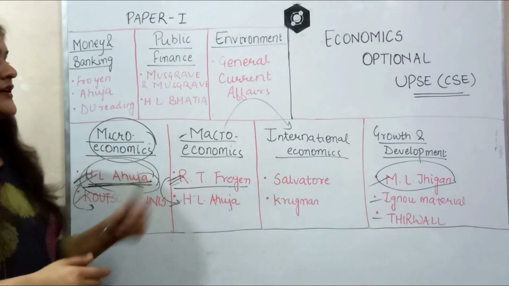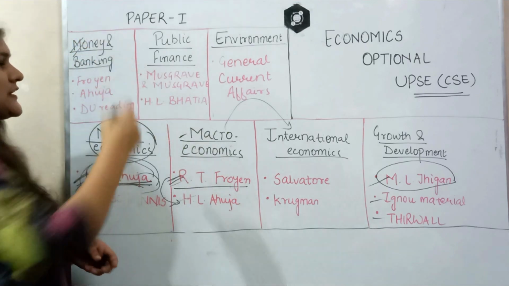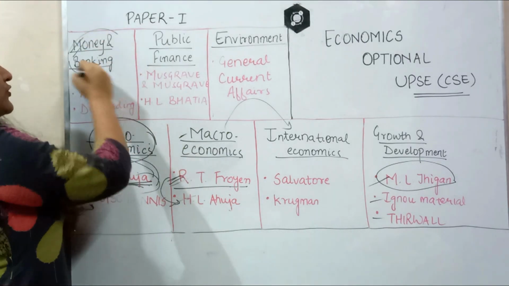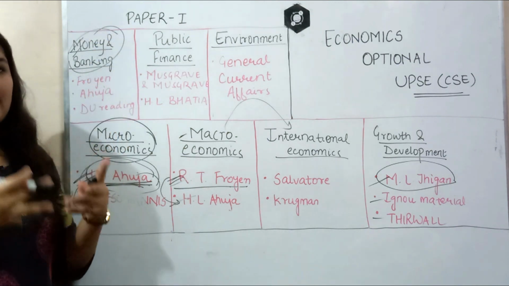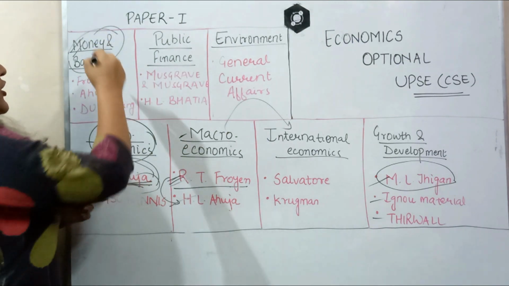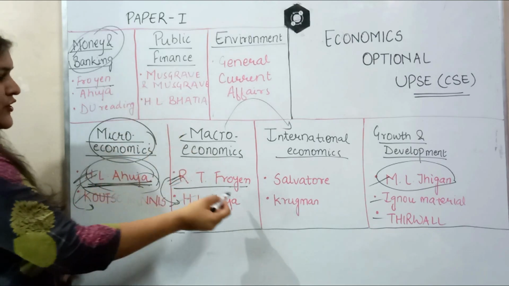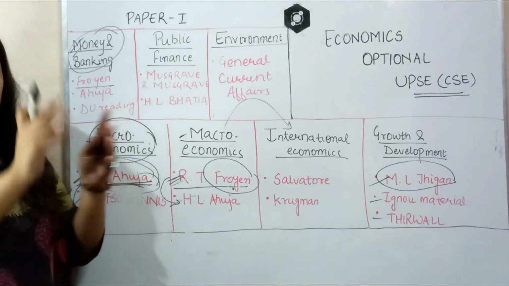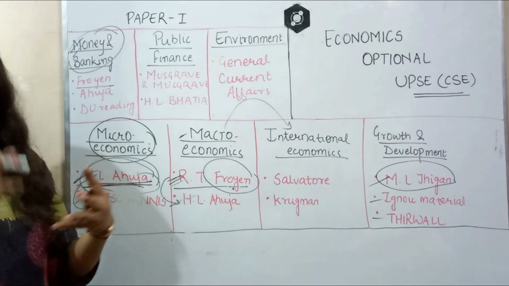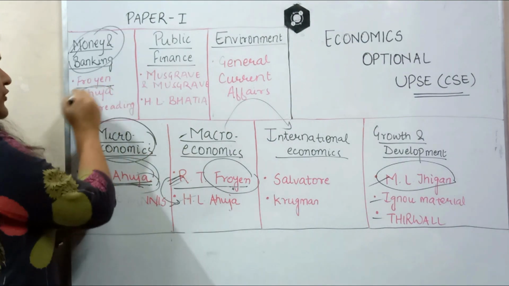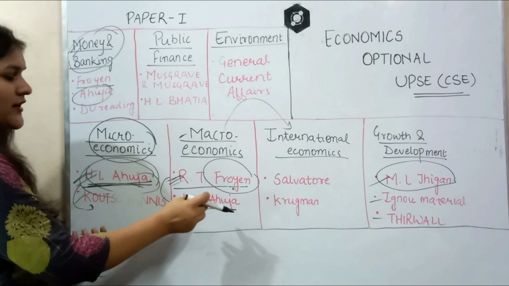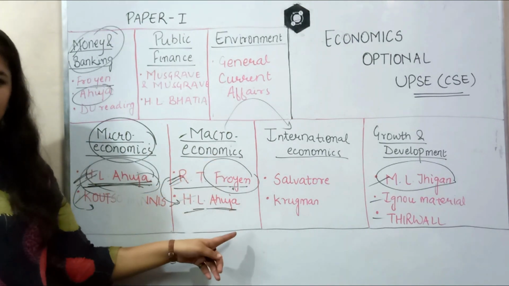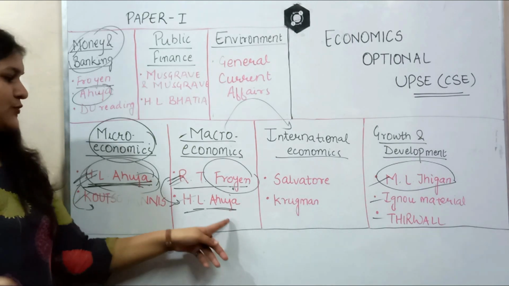Now after growth and development, our fifth subject is money and banking. In money and banking, again, you need not buy any separate book. You can go with Froyen. From here you can cover the demand model of demand for money, or you can refer to Ahuja. In both the books, all the theories are present, so you can refer to any one of these two books.